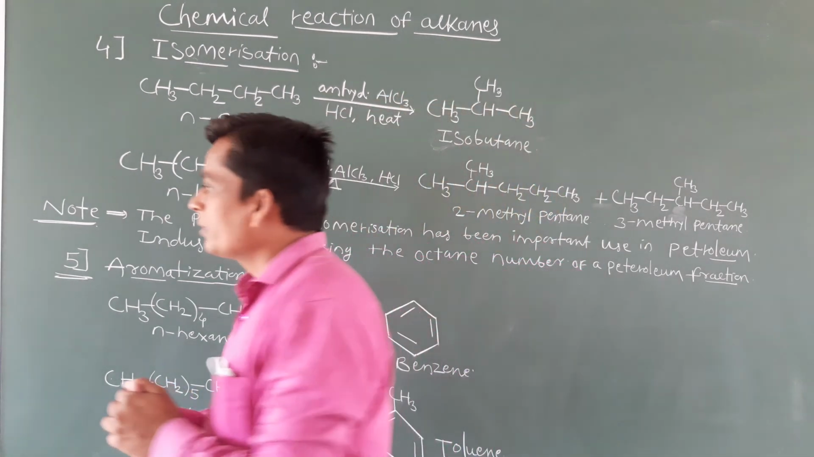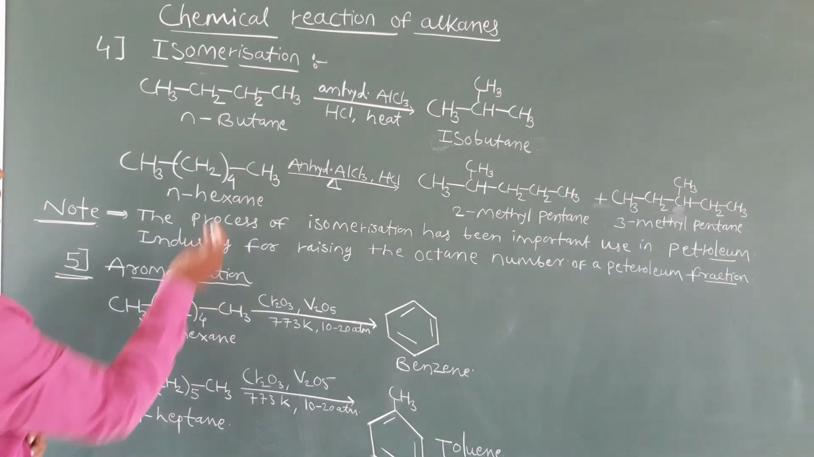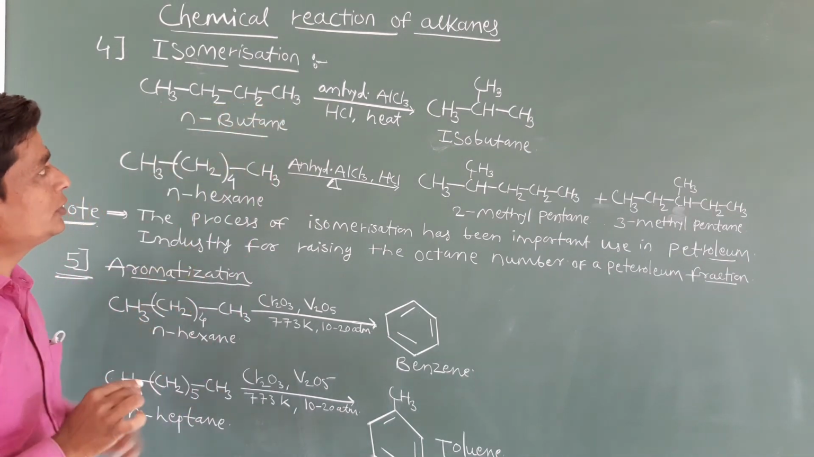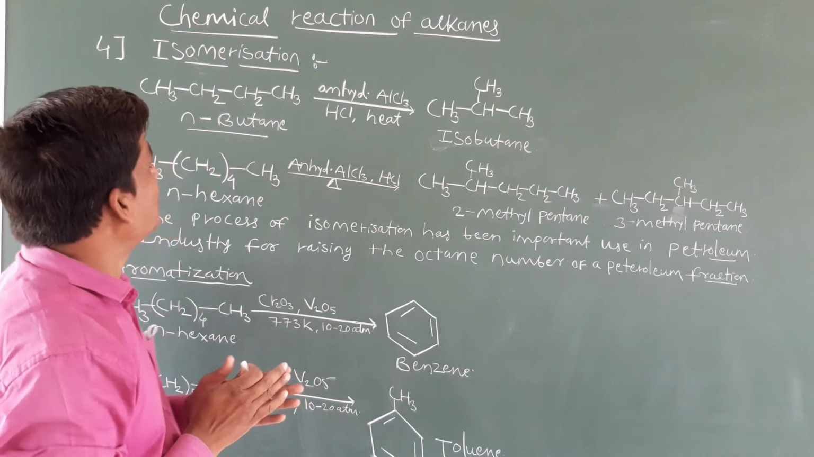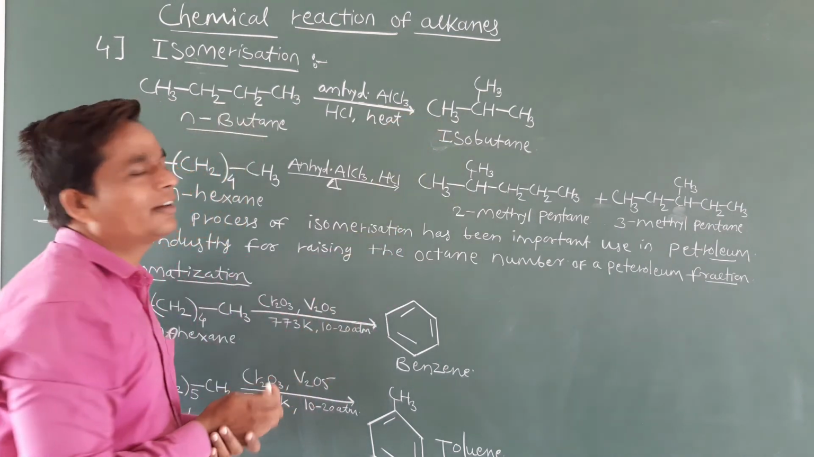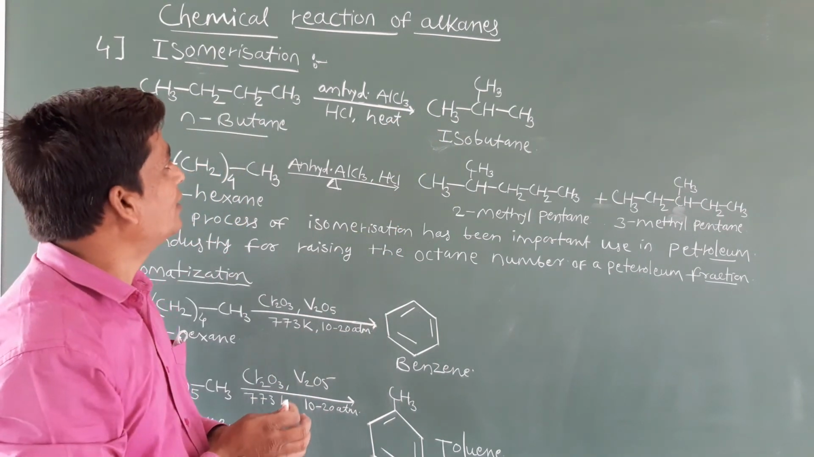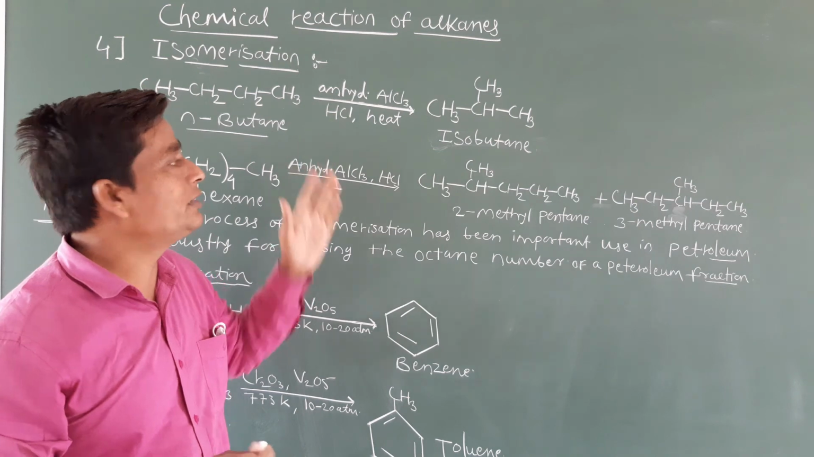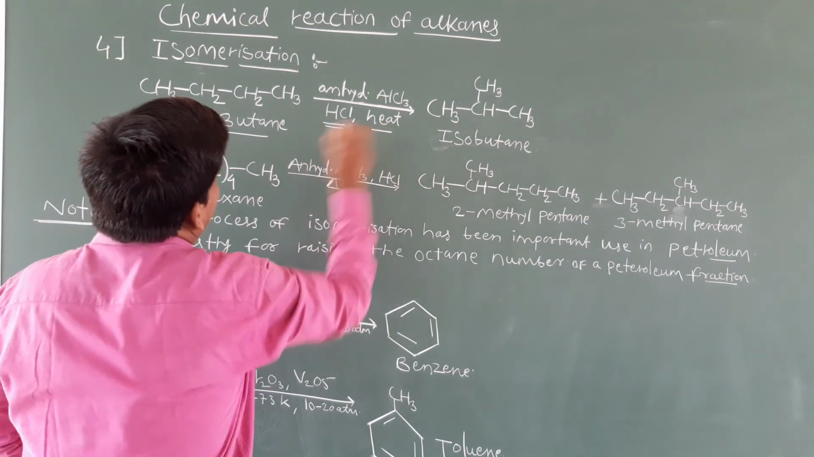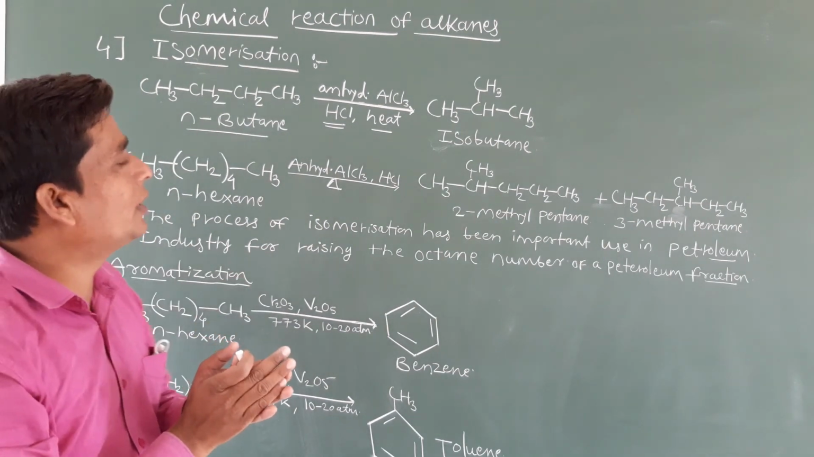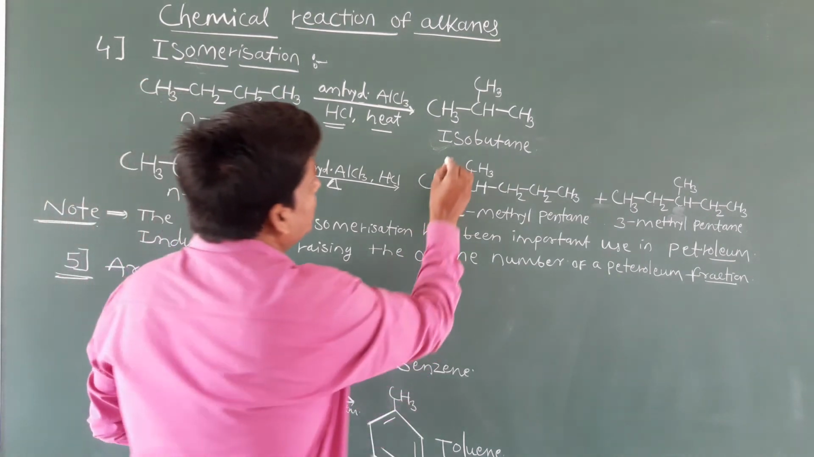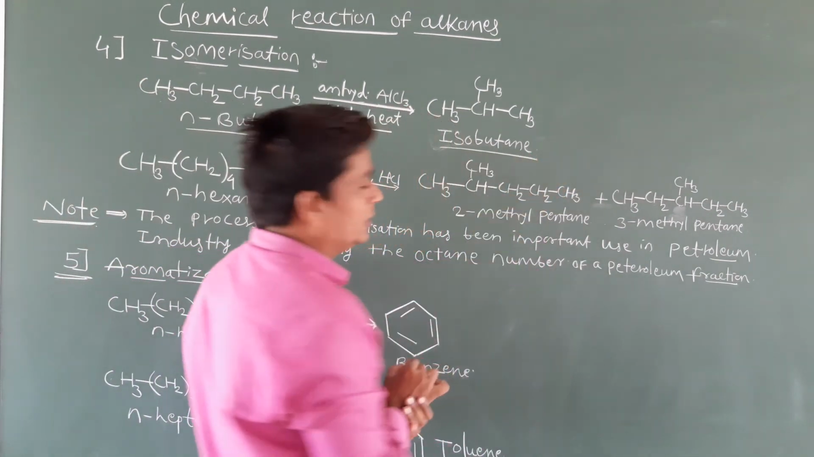Just see students, here I have taken n-butane, CH3 CH2 CH2 CH3. This n-butane undergoes isomerization in the presence of anhydrous AlCl3. Anhydrous AlCl3 means aluminium chloride with no water content. In the presence of hydrochloric acid we heat n-butane with AlCl3 and HCl. What will we get, students? Simply we get isobutane.